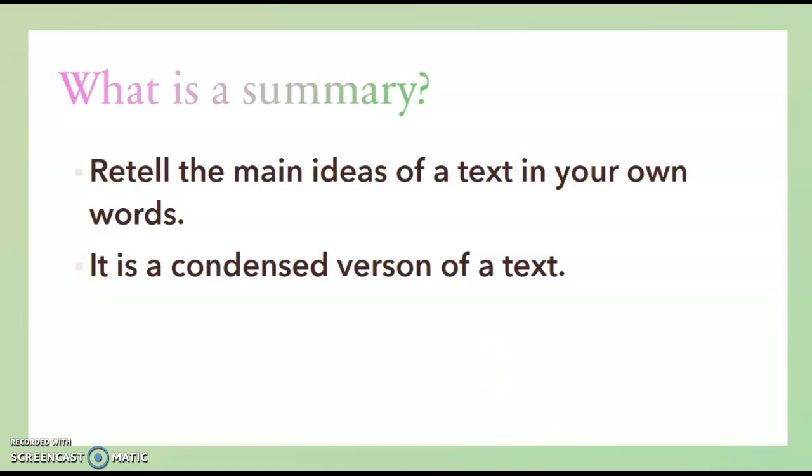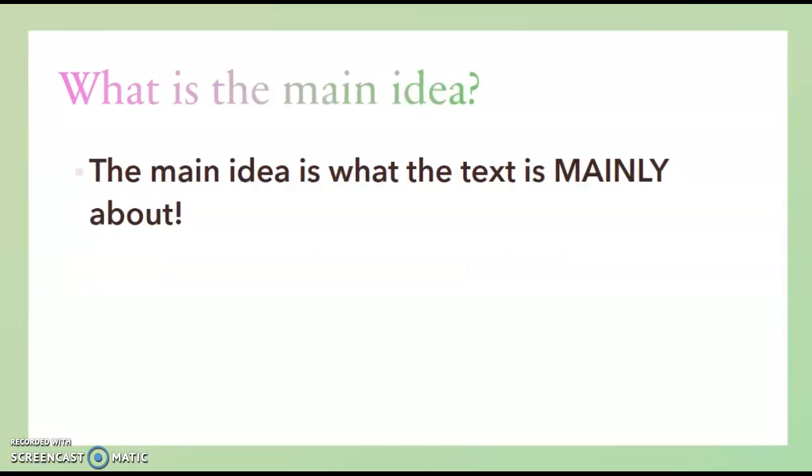A summary retells the main ideas of a text in your own words. It is a condensed version of the text. That means it should be shorter than the original text. You are just looking for the main ideas. So, what is a main idea? A main idea is what the text is mainly about. So, what is that whole paragraph going to be about?